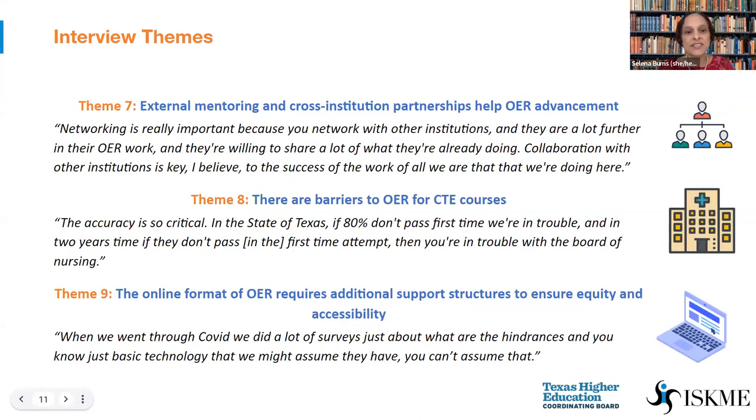External mentoring and cross-institutional partnerships. Institutions were helped when they were able to network with nearby institutions that were similar to them and doing similar OER work. We talked to one institution that was able to forge a partnership with a nearby institution that was a little farther along with their OER. So they were able to use them as a model and also collaborate with them on a grant application.